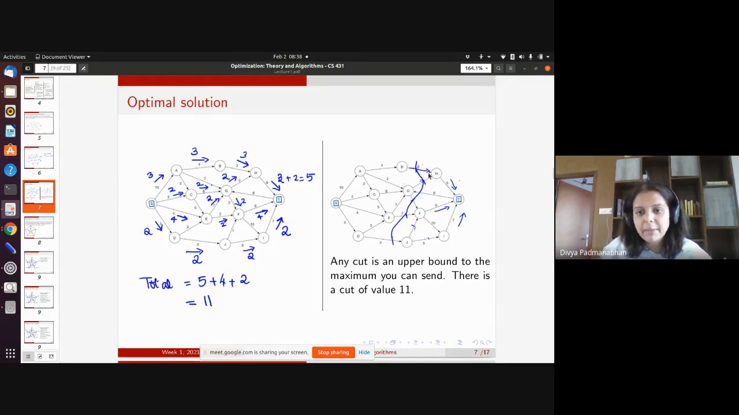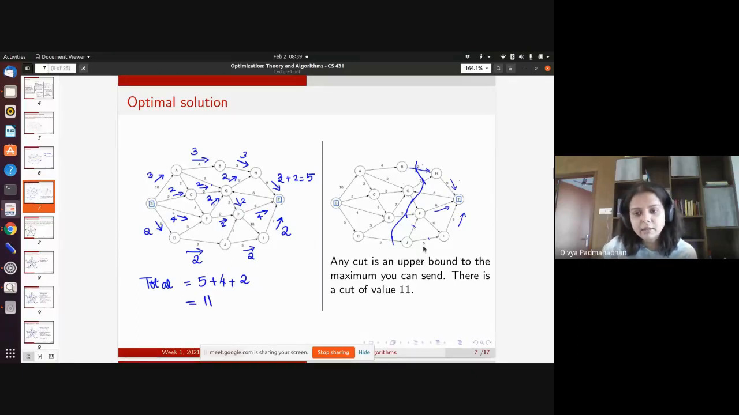If you look at the capacities on these links which come out of this cut, you have 3 and 2, so that gives 5, and I guess this one was 2. So 3, 4, 5, 6, 7, 8, 9, this one, and 11 here. So that was one cut, and however much you send at max, you cannot exceed this value of 11. And this is one particular cut.